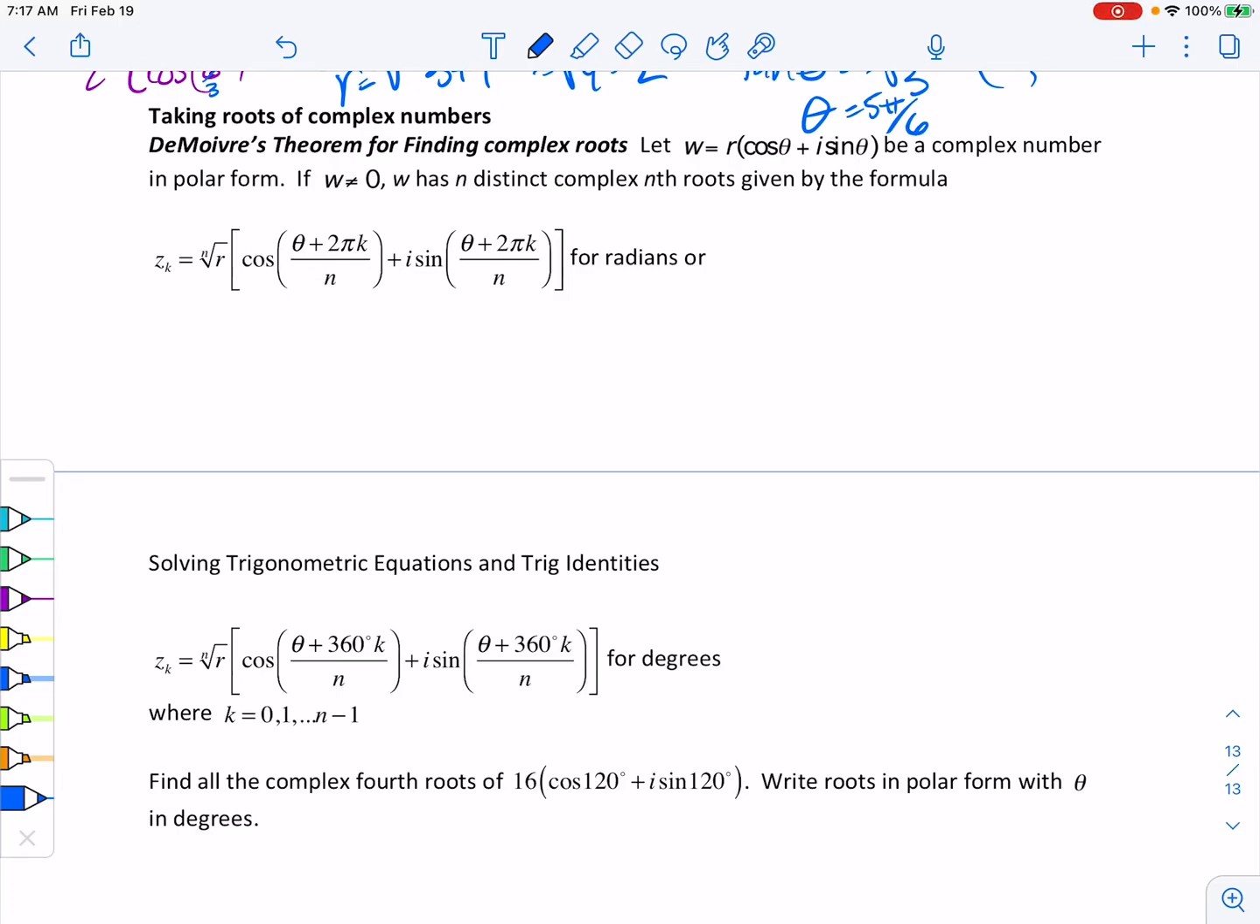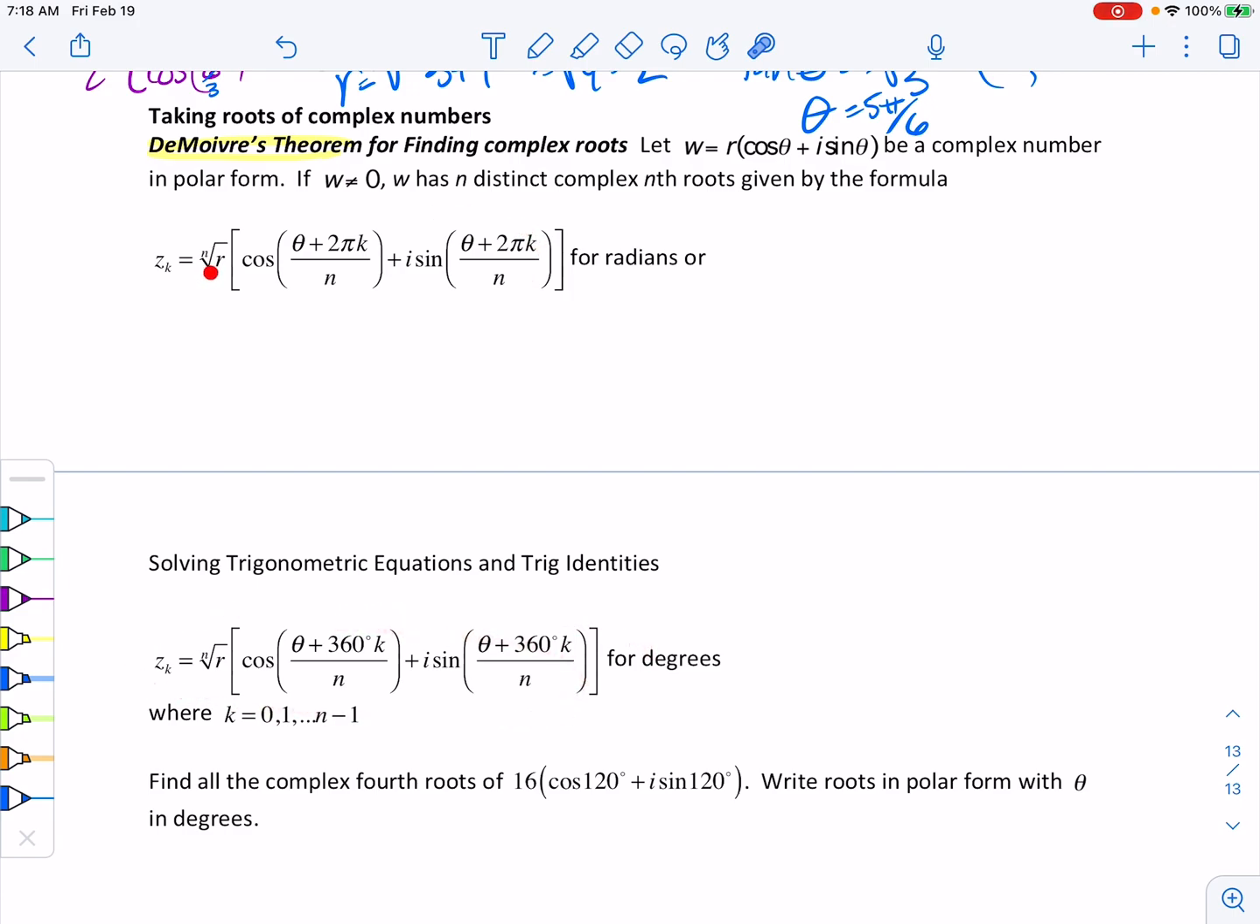Now we're going to look at how we can find complex roots, again using de Moivre's theorem. So we've got our polar form of our complex number, and our w is not equal to 0. So w has n distinct complex nth roots given by this formula. This one is for radians, this one is for degrees.